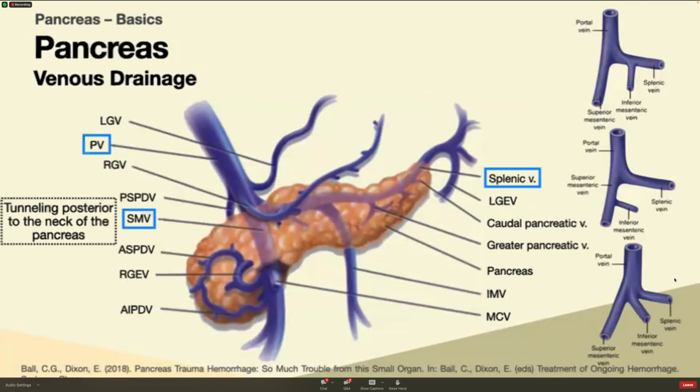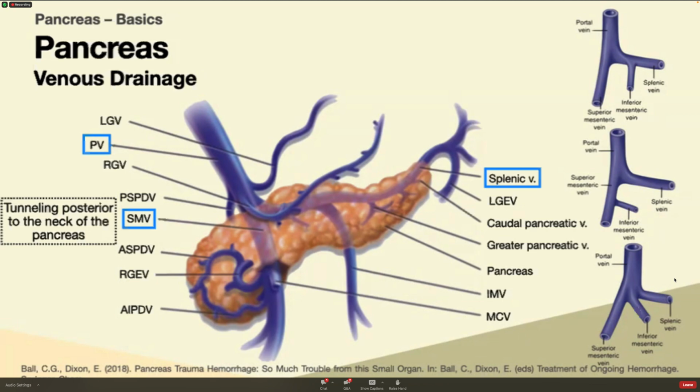Then for the venous drainage of the pancreas, the posterior superior pancreaticoduodenal vein drains into the portal vein, while the anterior superior pancreaticoduodenal vein drains into the SMV. They drain the head of the pancreas, while the body and tail are drained by the splenic vein. So something to note is during the Whipple's procedure, we do tunneling behind the neck of the pancreas, since there are no branches at the anterior aspect of the SMV.